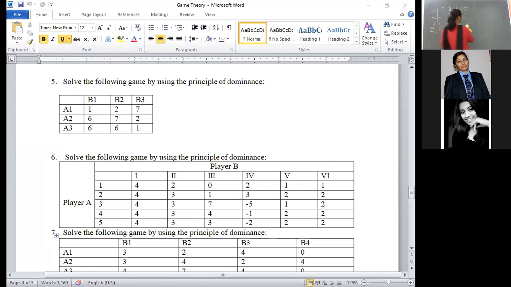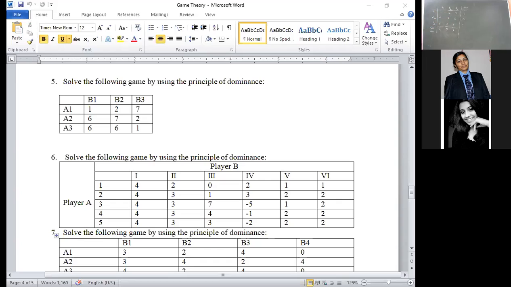Right now, if it is a 2 by 2 matrix, then we apply the formula. But the given matrix is not 2 by 2. Then we have to use principle of dominance rule. Okay, listen carefully. Any row can be compared with any other row. You can compare A1 with A2, A2 with A3, or A1 with A3.